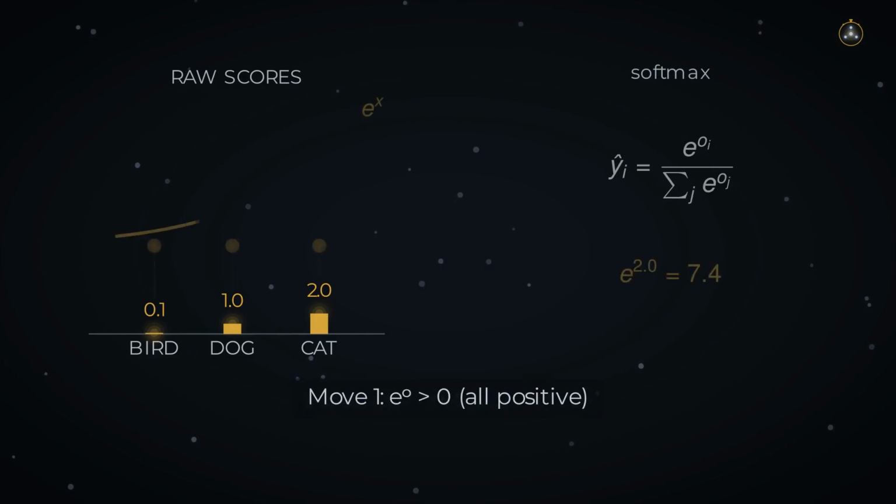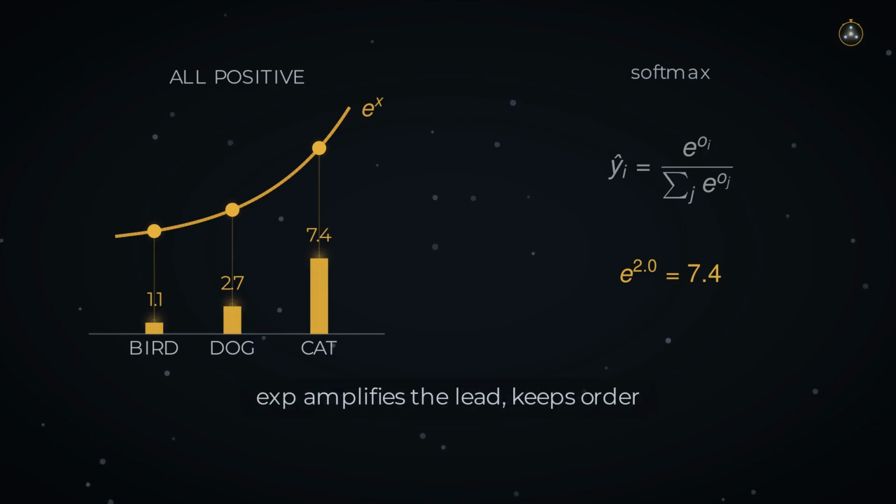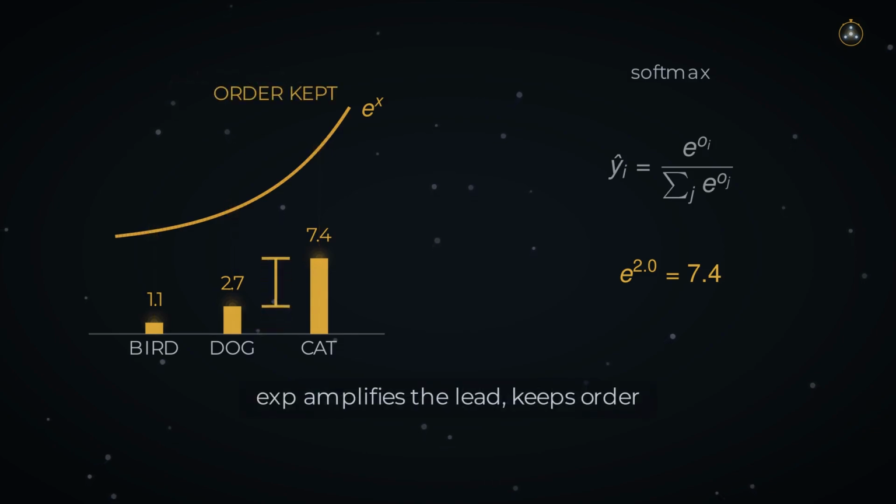Move 1. Raise e to the power of each score. Watch each one climb the curve to its bar. E of anything is positive, so every score comes out above 0. The negative score problem is gone. And because e to the x climbs so fast, a small lead becomes a big lead. The gap between the top 2 widens, but the order never flips. Cat is on top, cat stays on top.